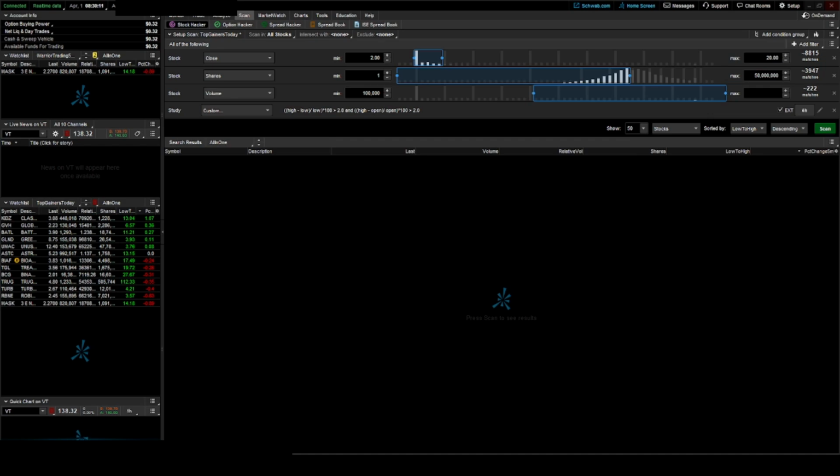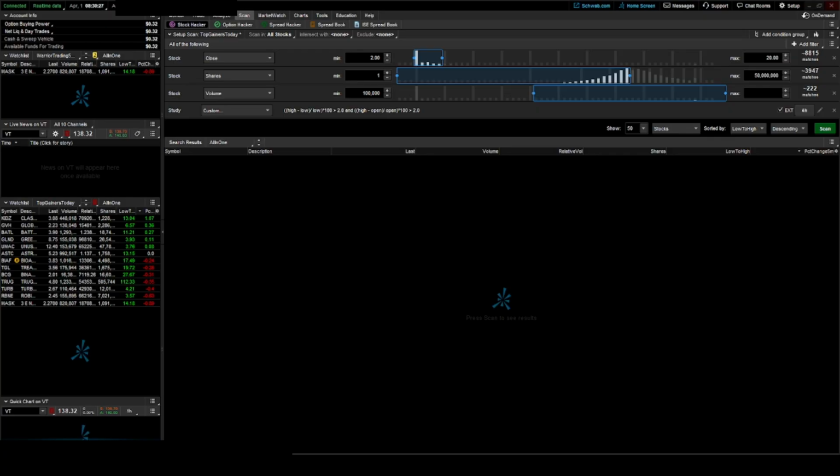Welcome to this tutorial on how to see Level 2 data on Thinkorswim. In this video, we will walk you through the steps to access and interpret Level 2 data on the Thinkorswim platform. Level 2 data provides you with a deeper view of the market, showing you the bids and asks for a particular stock. Let's get started.